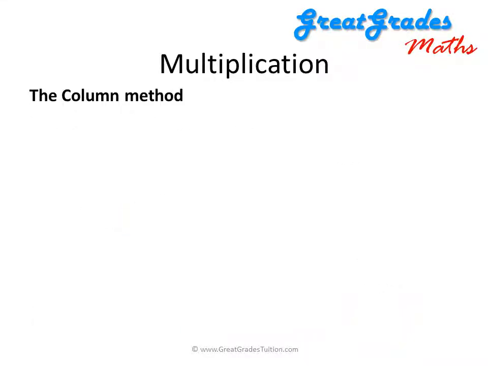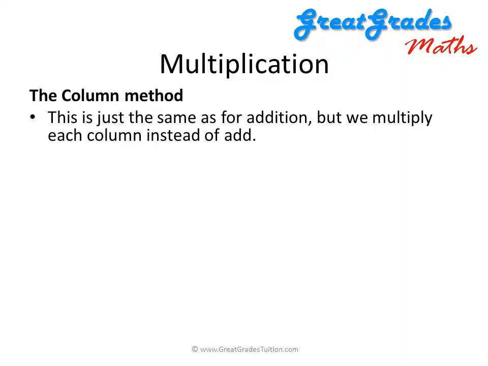So now let's look at the column method for doing this, and this is the more traditional method in which multiplication is done. And this is a little bit harder, but once you master it, it's very easy to do. So this is just the same as for addition, but instead we multiply each column instead of add them together. So trying again to do 48 times 23, we set out the sum as follows: 48 times 23, with all the tens above each other and all of the units above each other.